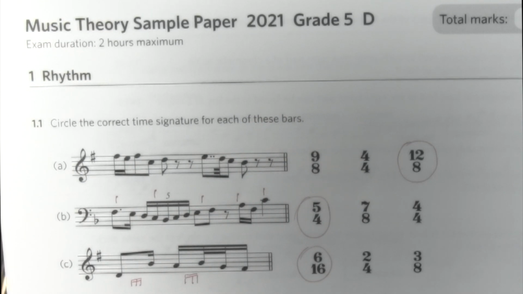I hope this is useful. Let me know, and let's move on to exercise 2 now.